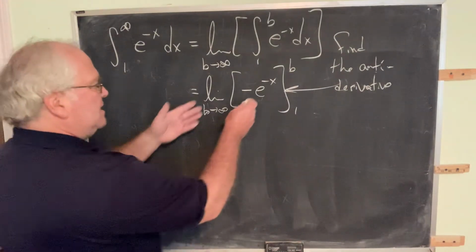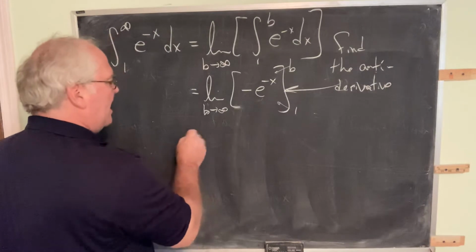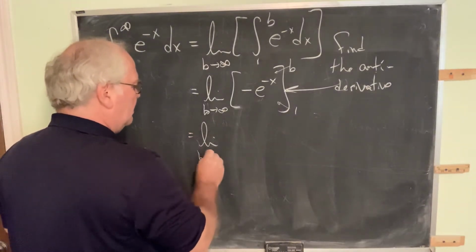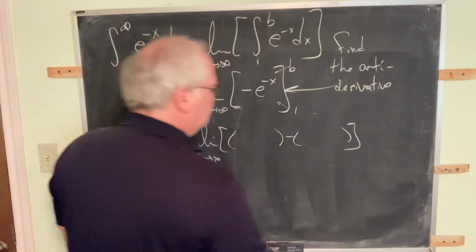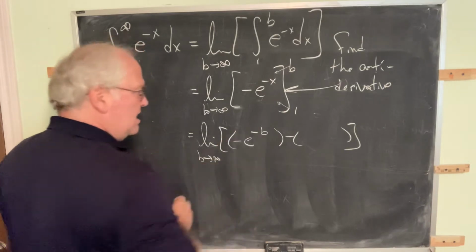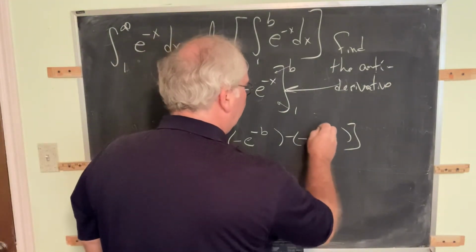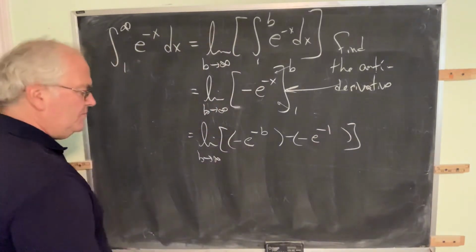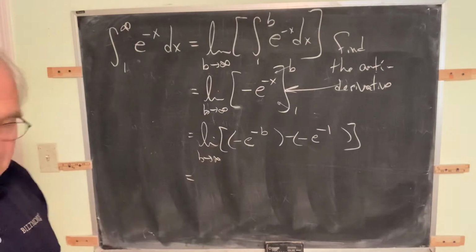All right, now what happens? Well, you work from the inside out still. Evaluate at the top minus evaluate at the bottom. So now we have a limit. Evaluate at the top minus evaluate at the bottom. This is negative e to the negative b minus negative e to the negative 1. There's enough negative signs to satisfy anybody's thirst.